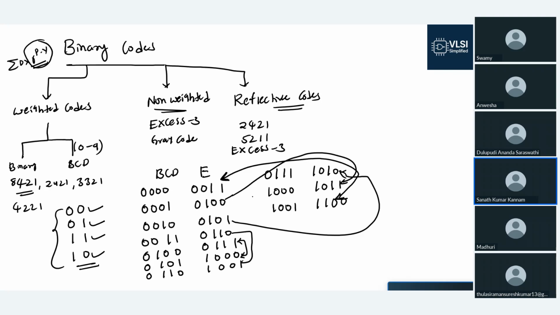So this is nothing but reflective codes. If you apply 1's complement to the first number, you are getting the last number. That's why we call them reflective codes.